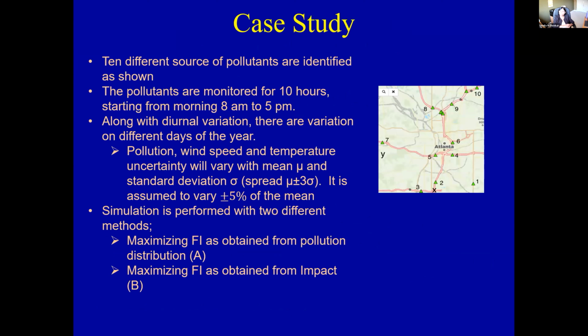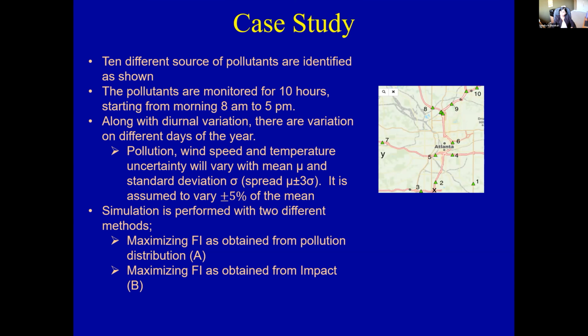So here was the thing. As I said, 10 different sources of pollutants were identified. And we were monitoring pollutants for 10 hours, starting from morning 8 o'clock to evening 5. Okay. There is wind speed and temperature uncertainty, which, depending on the weather conditions, we can get from the weather data. Traffic patterns, maybe from last week, you can consider that, and their uncertainty, we can capture that. And then we actually can maximize. So we maximize Fisher information obtained from pollutant distribution, and then in terms of health impact.